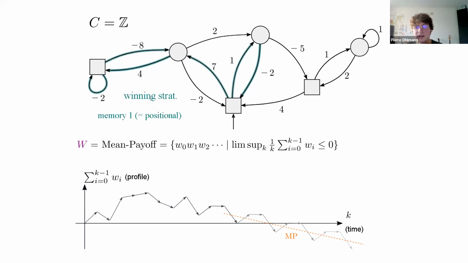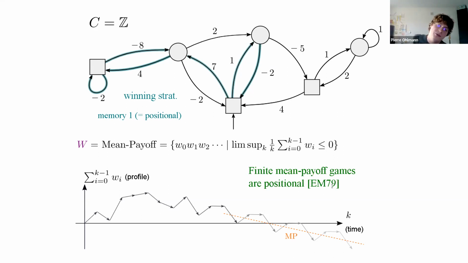So this is a winning positional strategy. All the cycles in there are negative, which is the same as saying that all the paths are negative on average. And the point is that these games, the finite ones, they are also positional. So this is an important theorem, which was proved a few times. But this, I think, is the first proof. Yeah, so that's it about mean-payoff games.